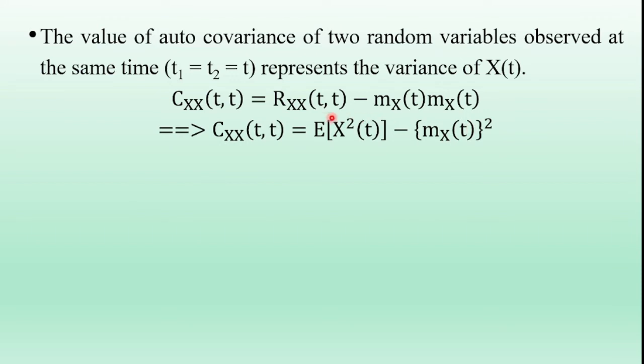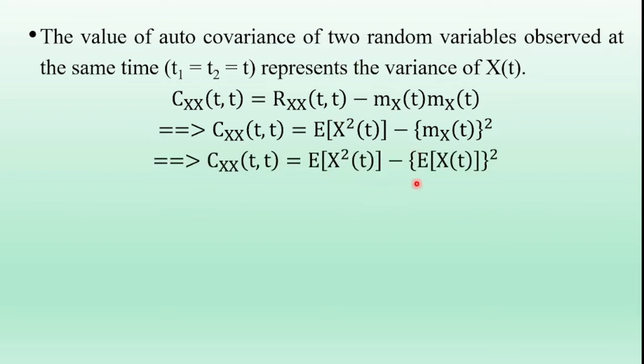So from one of the properties of the autocorrelation function of the random process, the autocorrelation function of the two random variables observed at the same time instant, that is Rxx of t comma t, is the mean square value of the random process, that is expectation of x square of t. And the second term is mx of t into mx of t, that is mx of t whole square. So therefore, Cxx of t comma t is equal to expectation of x square of t minus mx of t whole square.